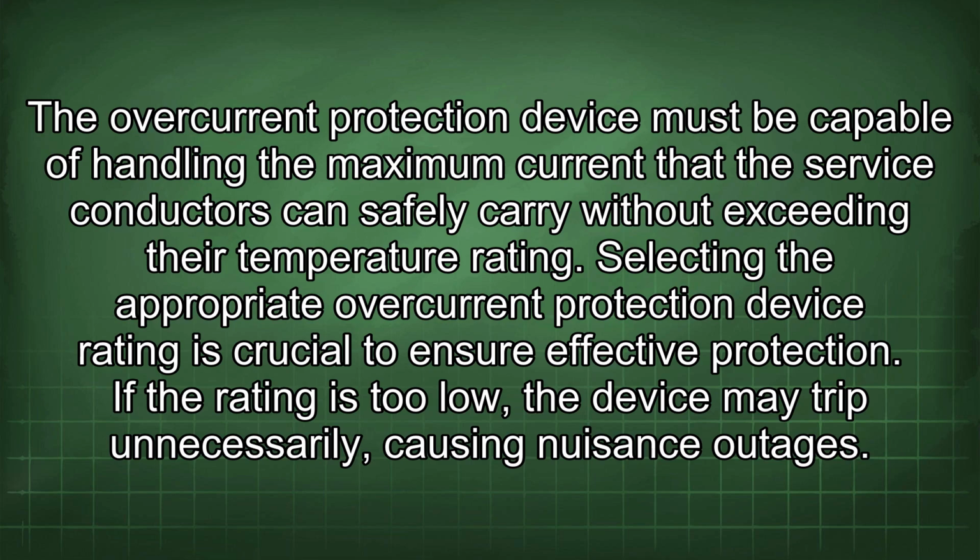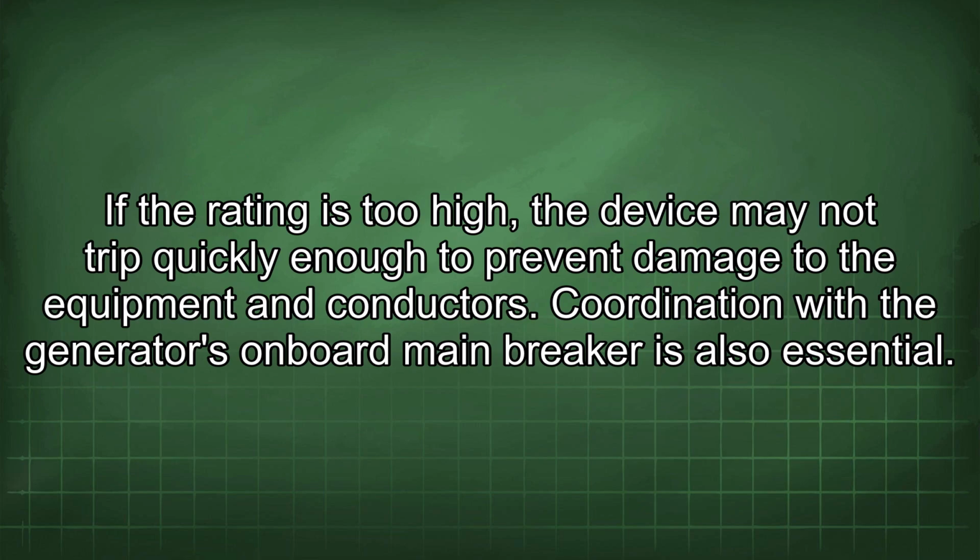Selecting the appropriate overcurrent protection device rating is crucial to ensure effective protection. If the rating is too low, the device may trip unnecessarily, causing nuisance outages. If the rating is too high, the device may not trip quickly enough to prevent damage to the equipment and conductors. Coordination with the generator's onboard main breaker is also essential.